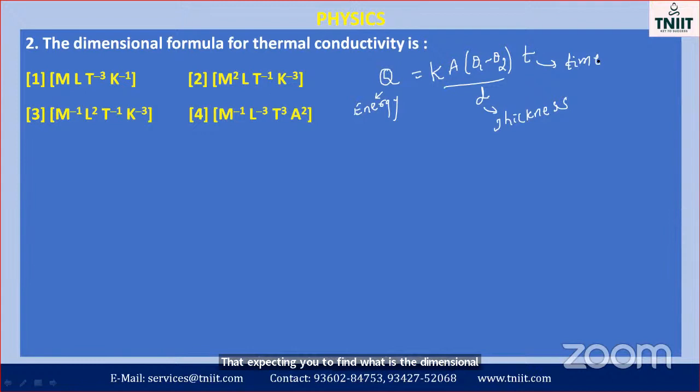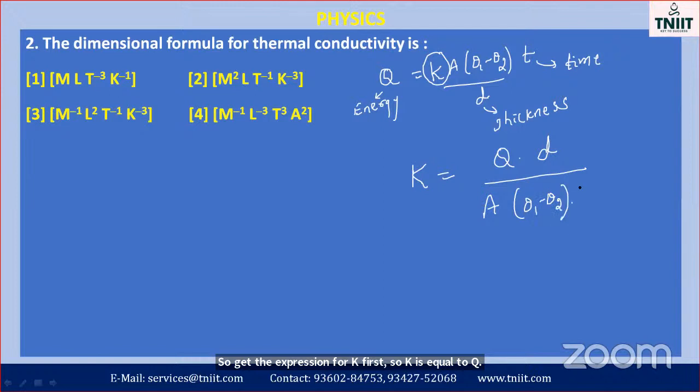Students, you have to try to go for the elimination method. How to go with the elimination method? Now, they are expecting you to find the dimensional formula for K. So get the expression for K first. K is equal to Q, heat energy, into thickness divided by the area into the temperature difference θ1 minus θ2 into the time.